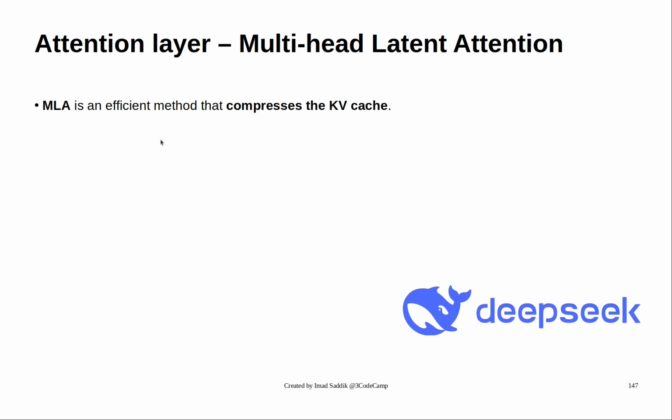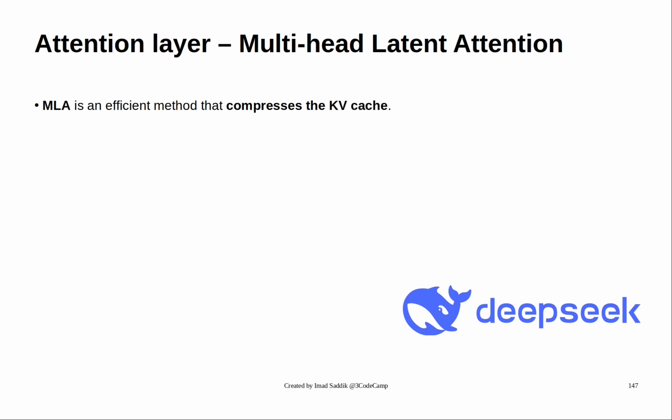MLA is an efficient method that compresses the KV cache. We have talked about KV caching before. It means that you are going to store the key and value matrices, and this becomes a bottleneck, especially during inference, because if you are generating large sequences of text, you will need a lot of memory in order to store those matrices.